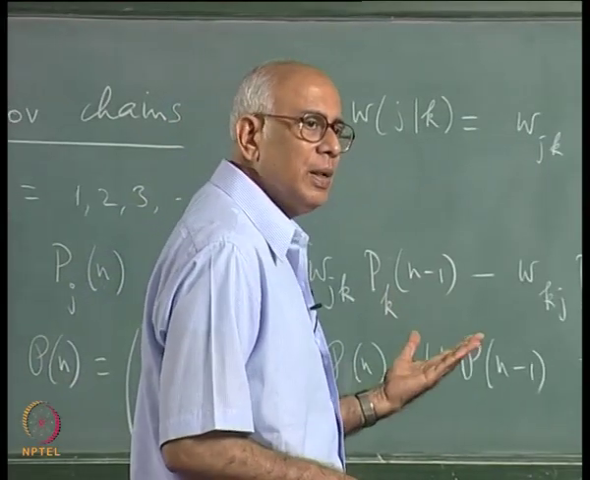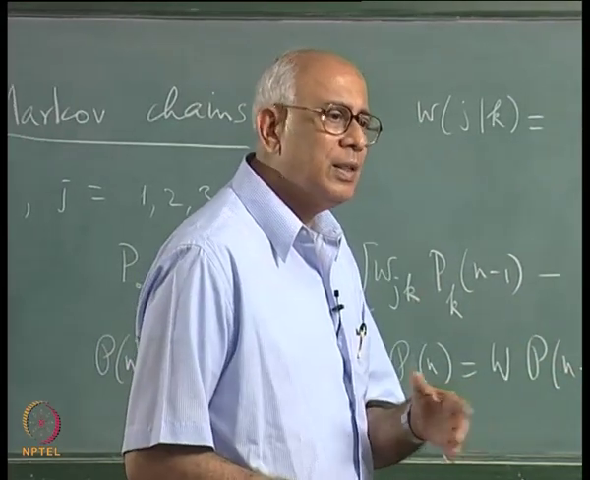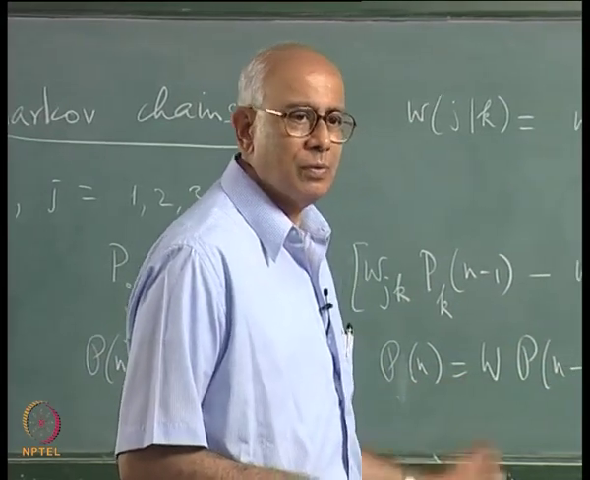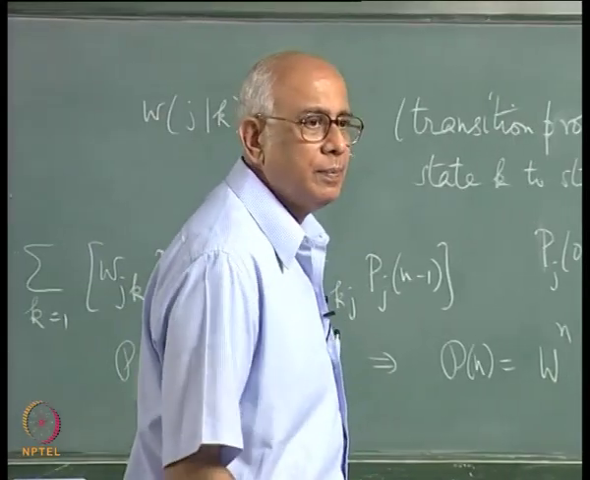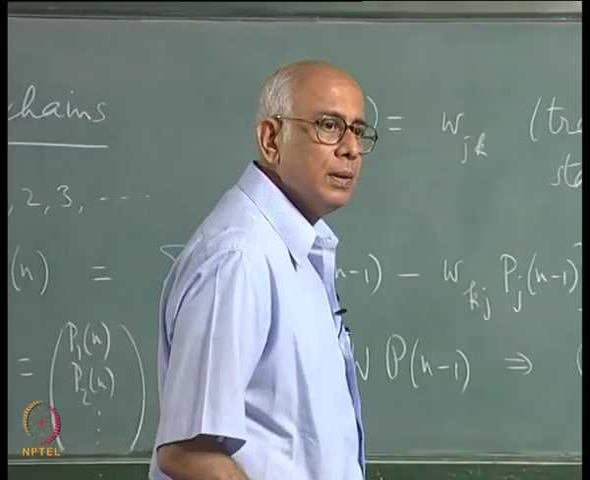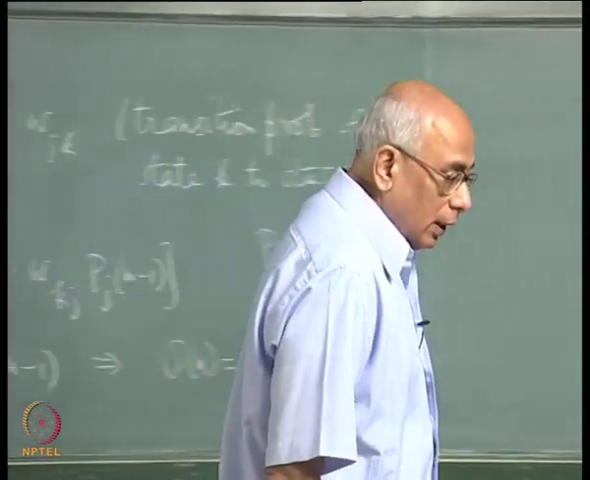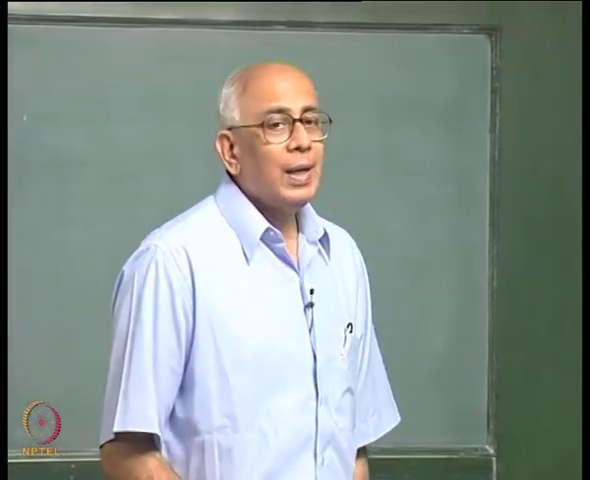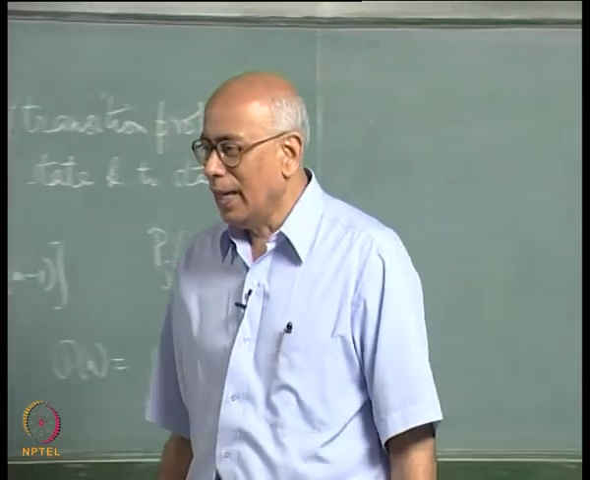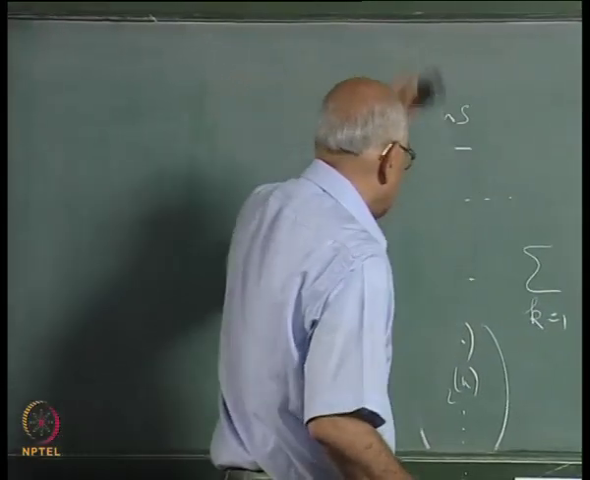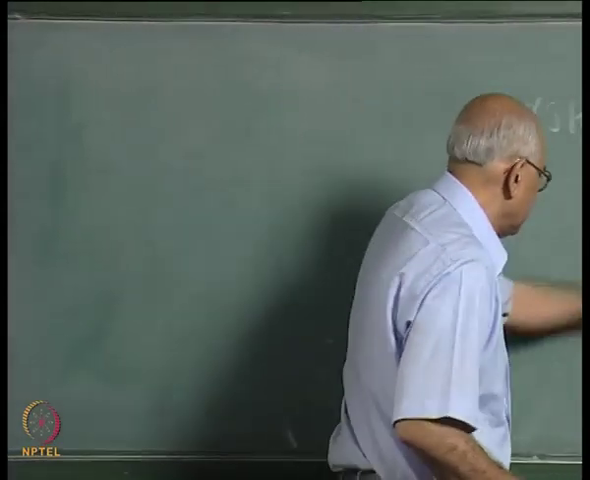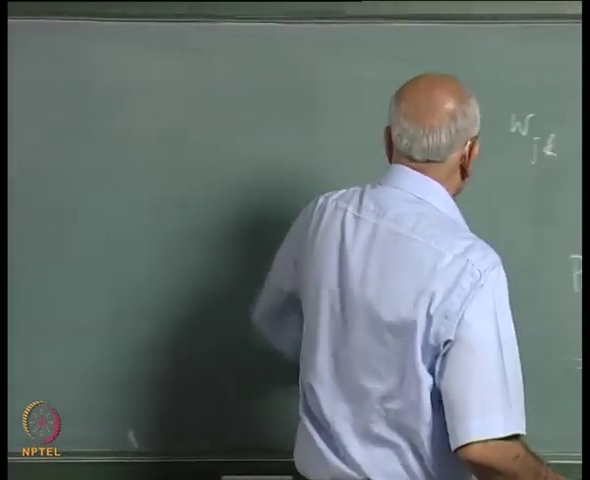Just like the invariant measure was independent of what the initial distribution was in the case of the dynamical systems we looked at. So in the same spirit, if it has to be Markov, it has to be always independent of p of 0. That's a subtle question. Is this true or not is the question. Let me explain this.